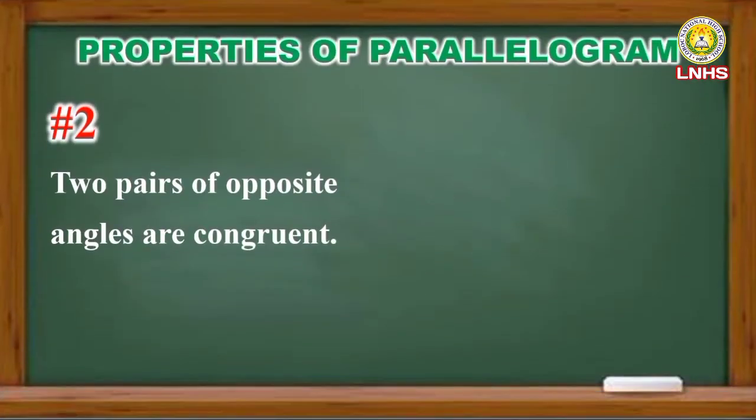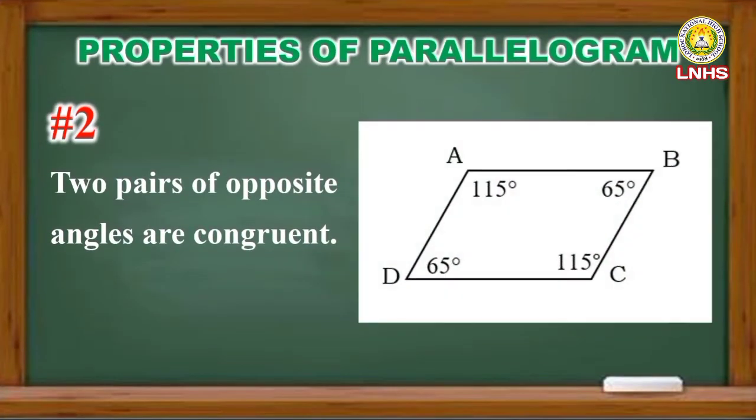Okay, we have property number 2. 2 pairs of opposite angles are congruent. We have angle A equal to 115 degrees. Then its opposite angle is angle C, which is also 115 degrees, because they are both opposite angles. And also angle B is opposite to angle D, so they also have the same measure, which is 65 degrees. So if they are opposite, then they have the same values.